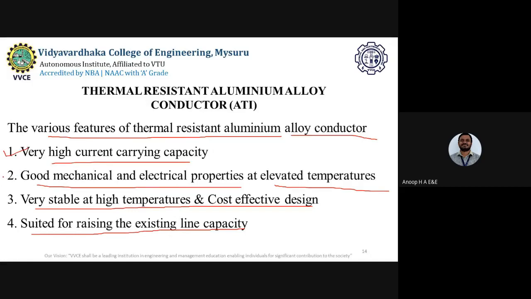Second one, good mechanical and electrical properties. Third one, very stable at high temperatures and cost effective design. Fourth one, suited for raising the existing line capacity. All of these are nothing but the various features of the TAL.